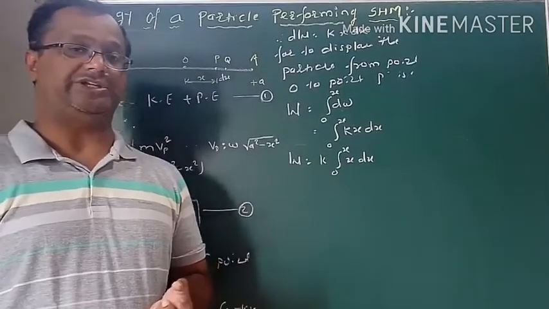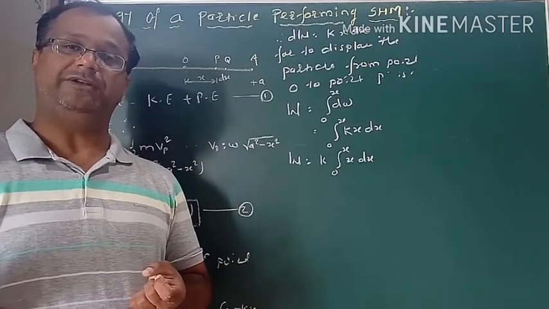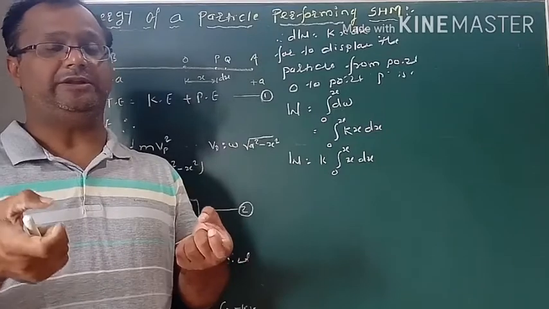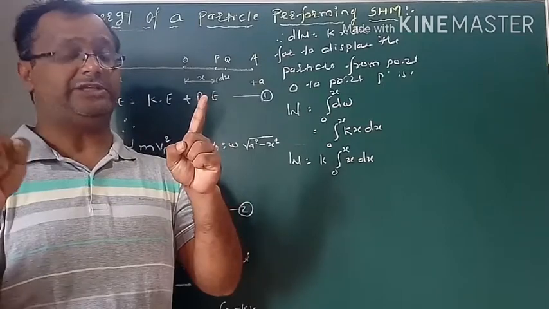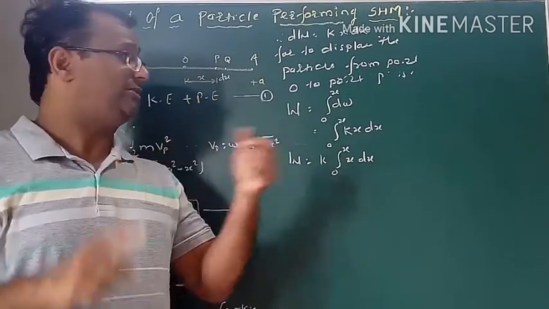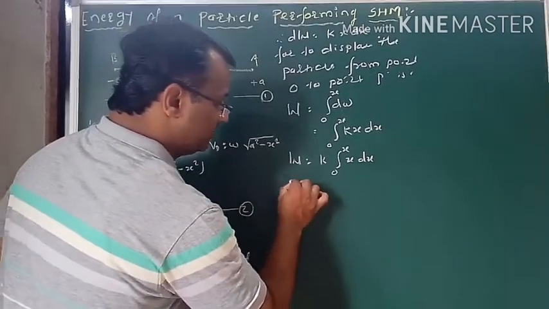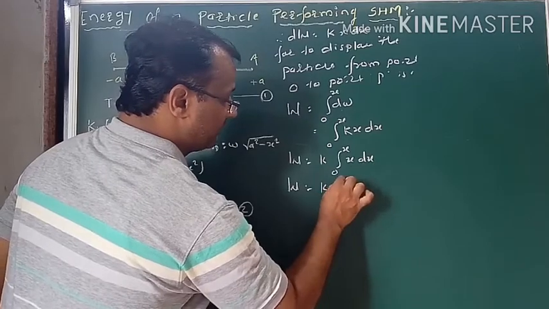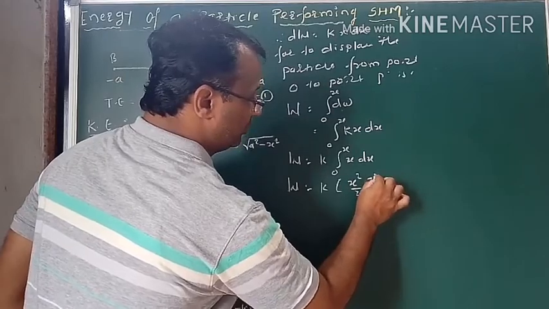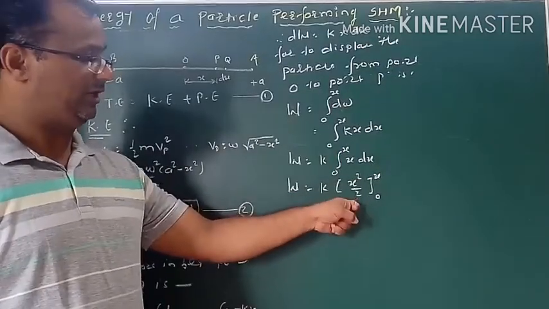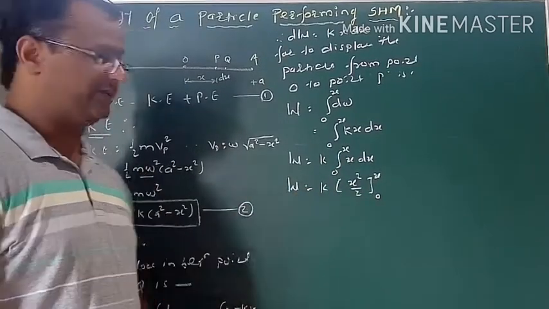But we know the rules of integration. In integration, the power of the variable is increased by 1, and again we divide by the new power. Here the power of x is 1, so the new power is 1 plus 1, which is 2. It means the new power is 2 and we divide by the same power. So W is equal to K, inside the bracket x square by 2, and now here the limit is from 0 to x. So this is the integration of x dx. Here we keep this 2 outside.